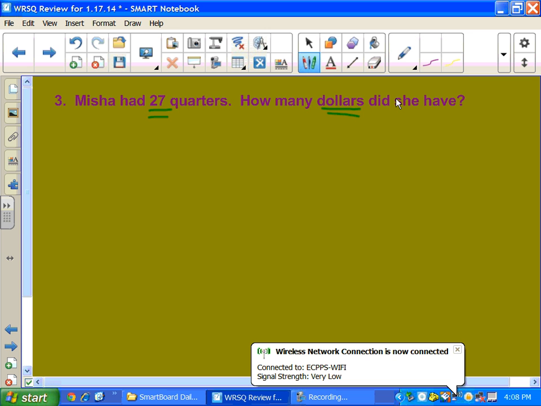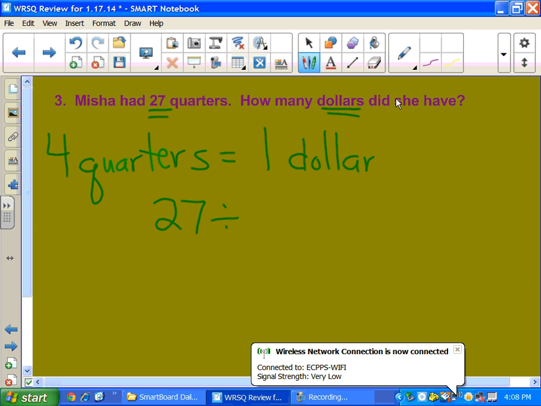Well, I know that it takes 4 quarters to equal $1. So every time I can group 4 quarters, then I know that I make $1. So I'm splitting up 27. So if I wanted to write an equation, I'm going to take those 27 quarters and group them in groups of 4 and that will tell me how many dollars I have.